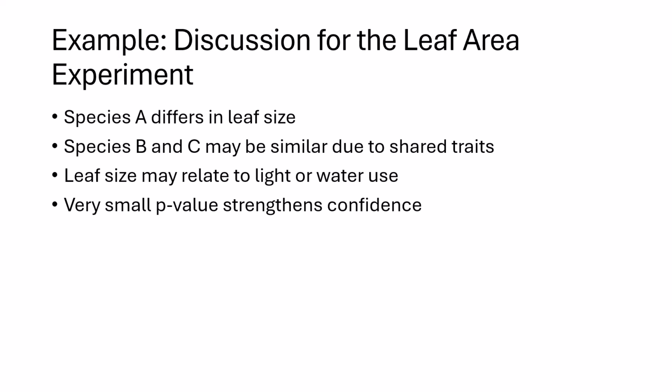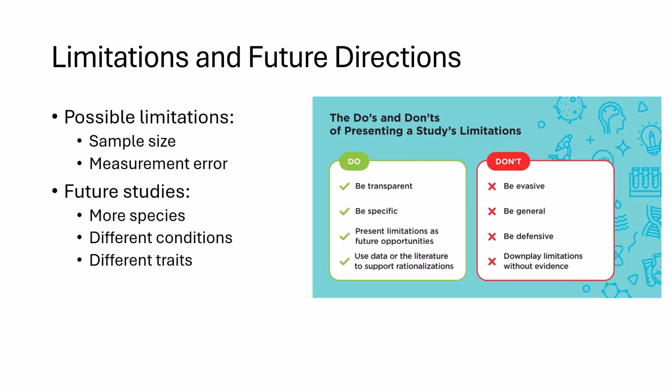Here we're no longer just listing outcomes, we're interpreting them. We're thinking about why species A might differ, why species B and C might be similar, and what leaf size might mean for how plants function. We're also using the very small p-value to talk about confidence in our conclusion. This is classic discussion material.